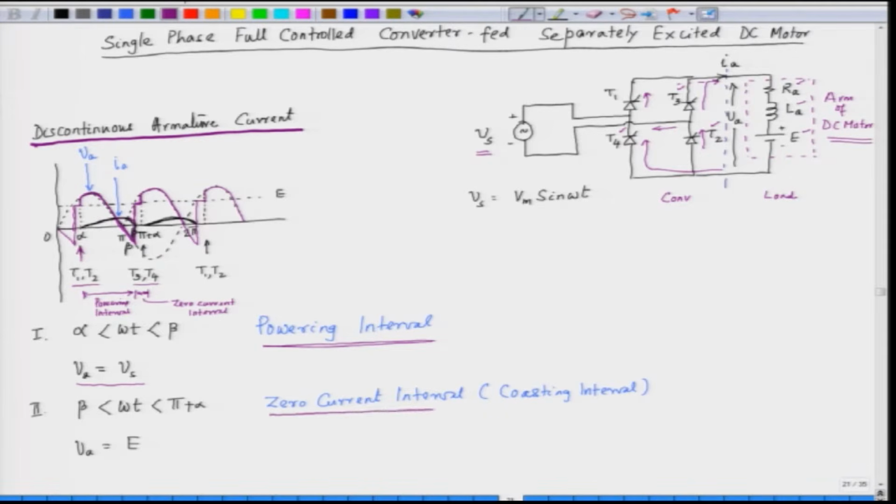When the current is 0, there is no current flowing. The armature voltage VA is the same as the back EMF, as seen in this part of the curve. So, that is called the zero current interval. Let us analyze these two intervals separately.